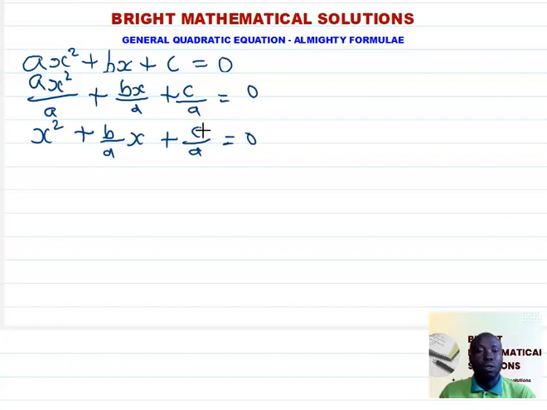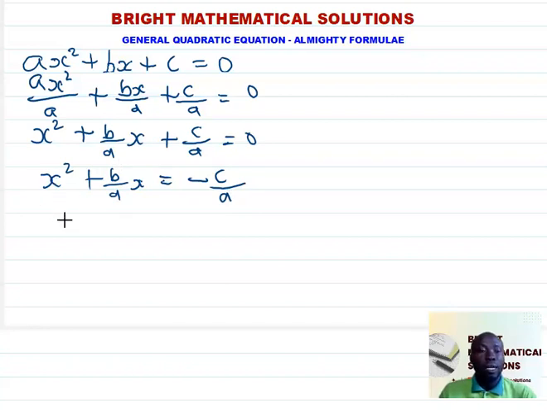So we are going to transfer the constant of the equation onto the other side, such that x raised to power 2 plus b over a x equals minus c all over a.